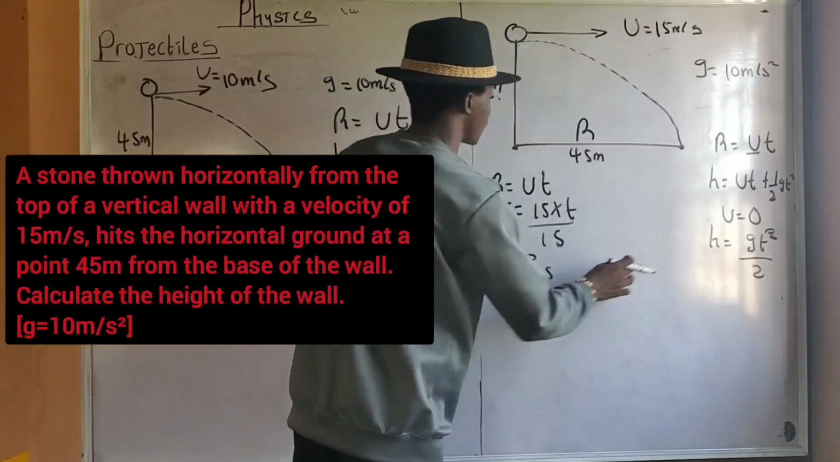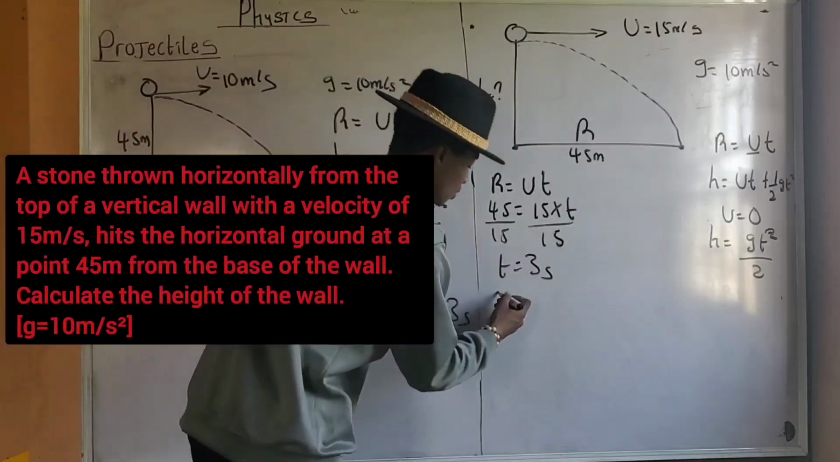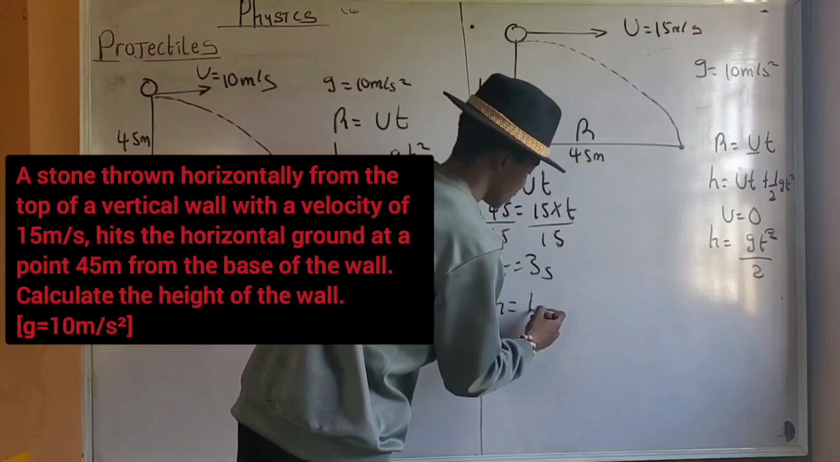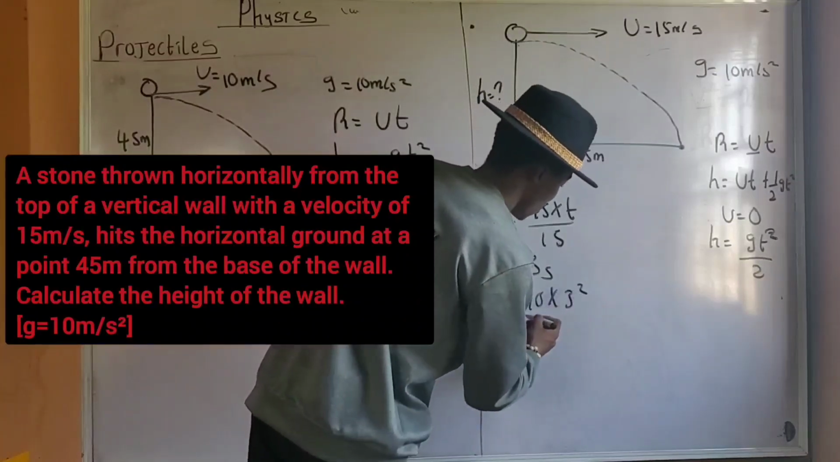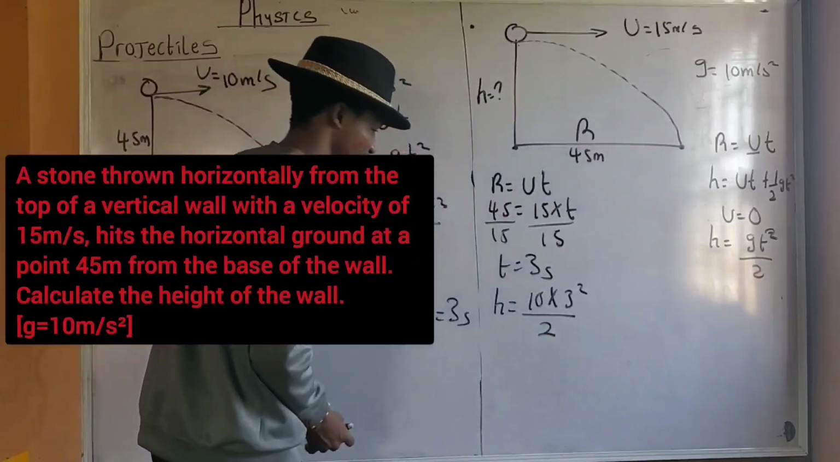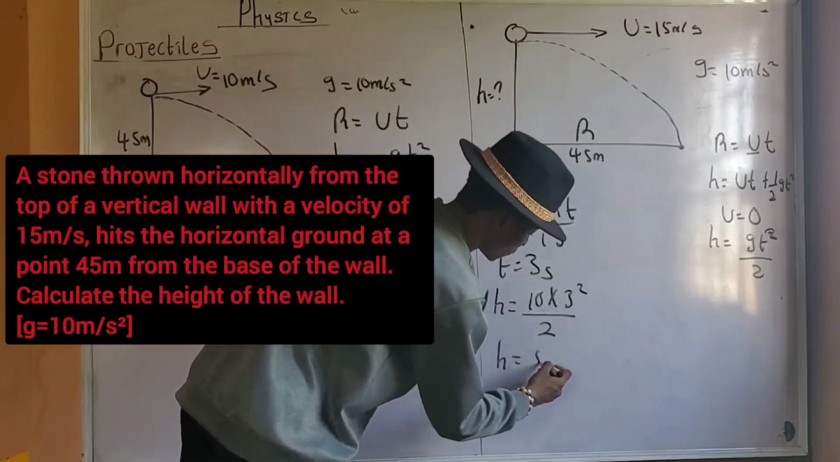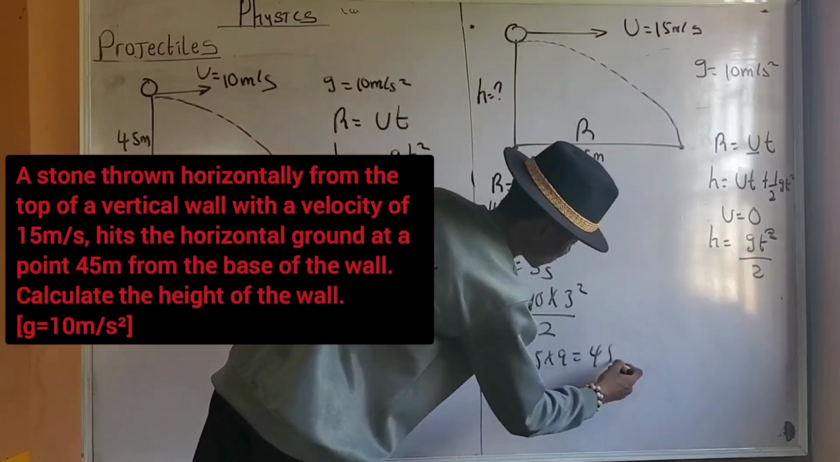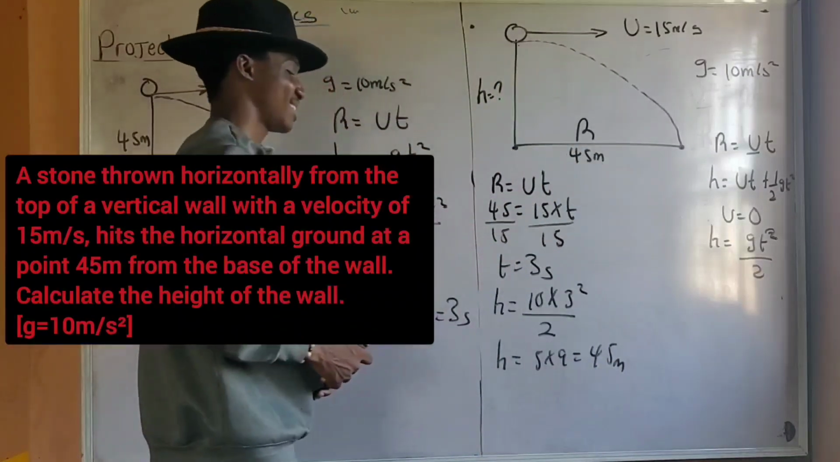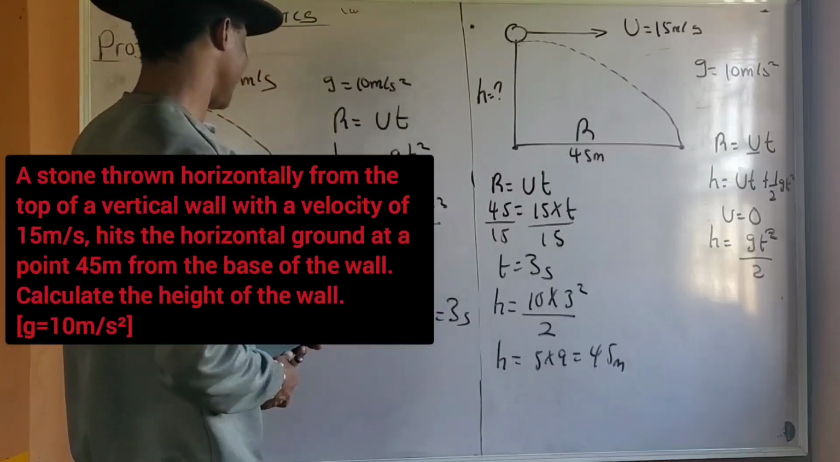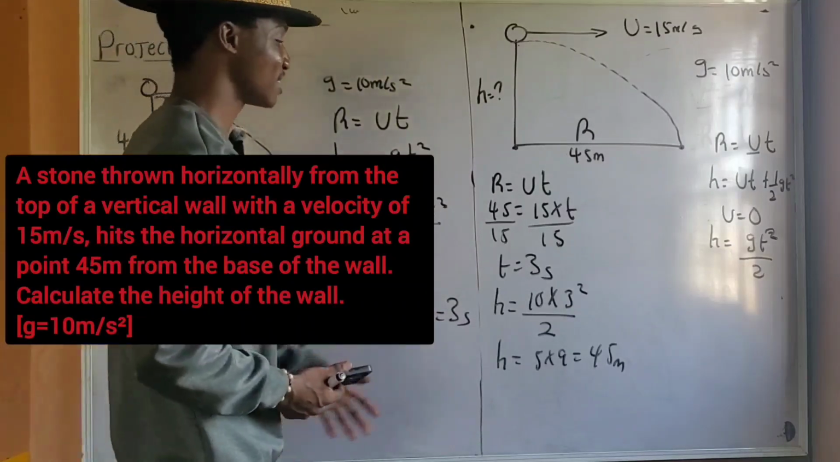Now, using this formula, we can obtain the height. Height equals 10 multiplied by 3 squared all over 2. The height equals 5 times 9, which is 45 meters. All these questions are similar, honestly. That is the solution to the question.